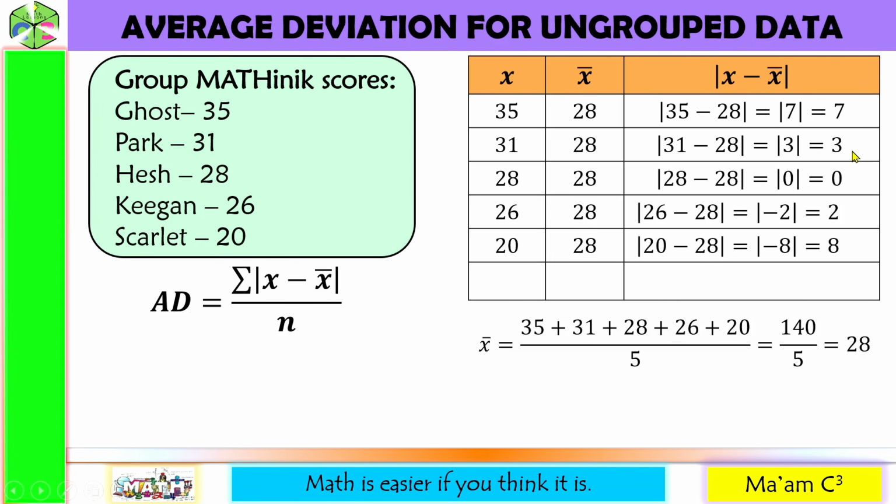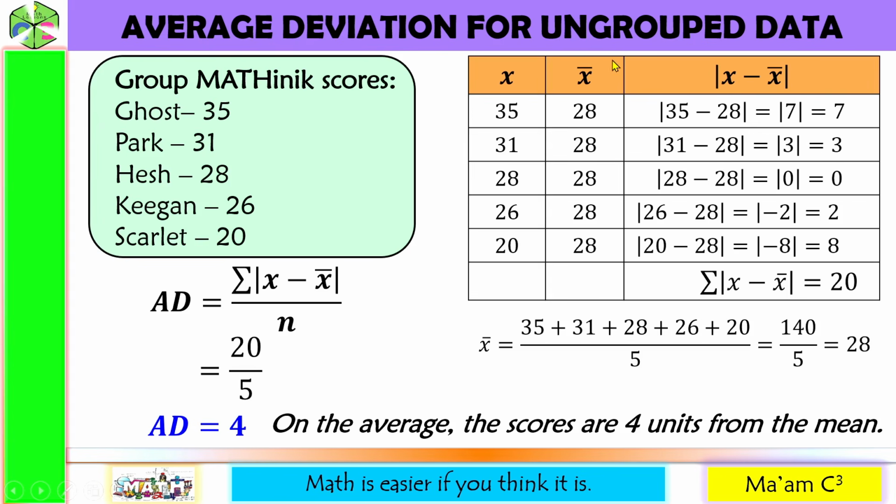Now, let us get the sum of this. 7 plus 3 is 10, plus 0 is still 10, plus 2 is 12, plus 8 is 20. So the summation of the absolute value of x minus x bar is equal to 20. We are going to substitute this value in our numerator. And for our n, again, that is equal to 5. So we have 20 divided by 5, and this is equal to 4. So how do we interpret this? On the average, the scores are 4 units from the mean.